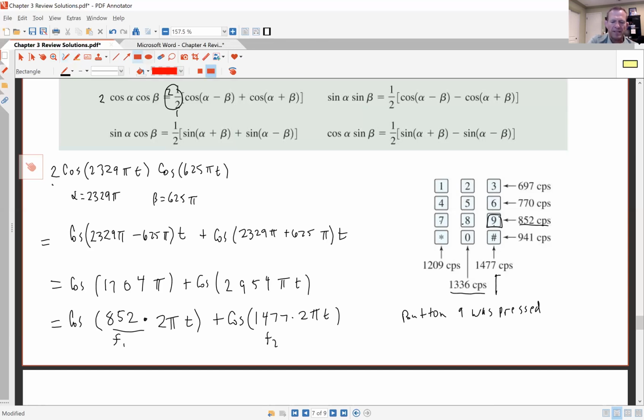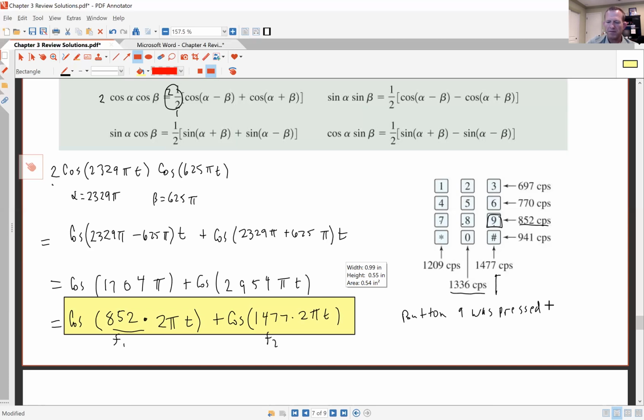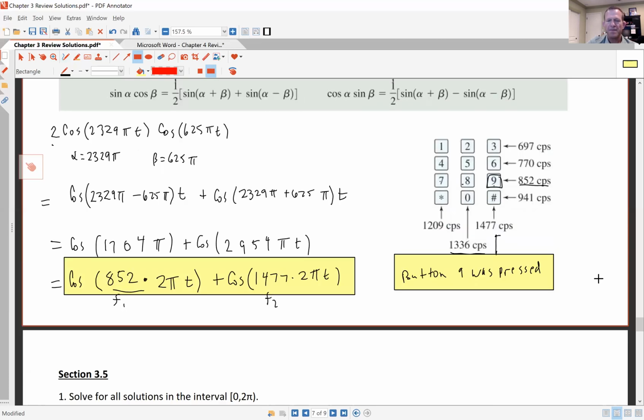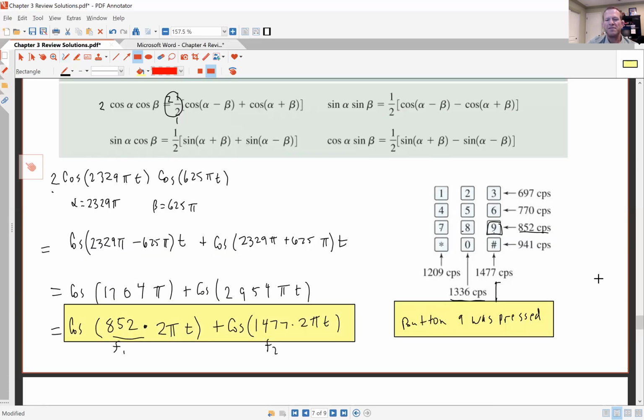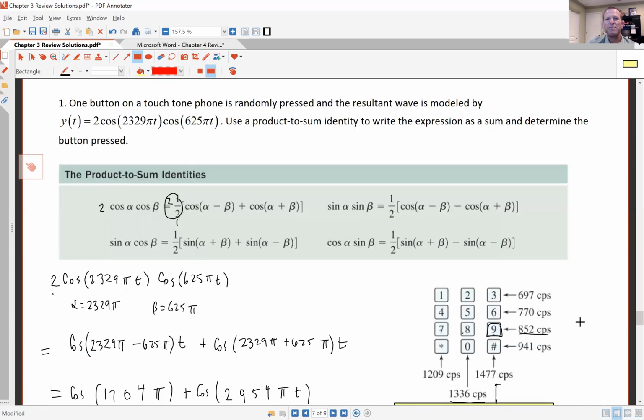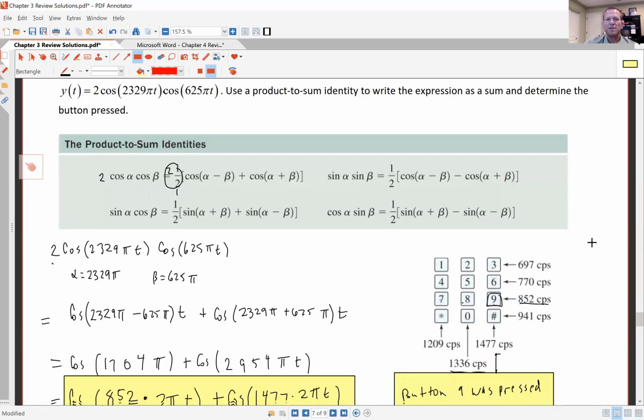So we've written this as a sum so that we could determine that button 9 was pressed. This concludes the video for section 3.4 review in trigonometry.